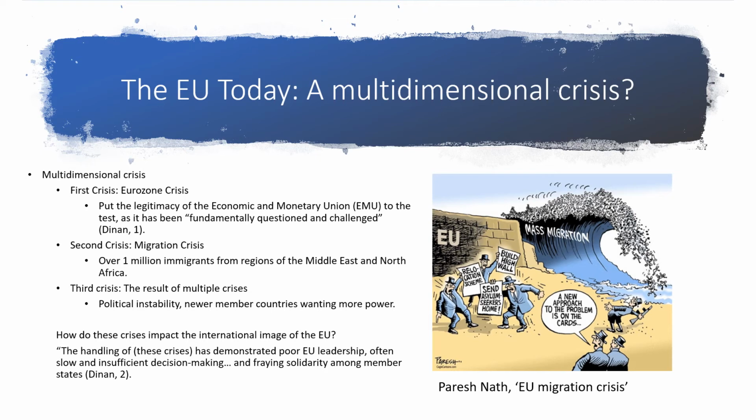I want to bring attention to this comic on the right by Paresh Nath, which is the EU migration crisis. Essentially, this is a comic that's just showing how the amount of immigrants that the EU gets every single year is more than they can handle, and yet there's just people sitting in front of a wall debating what to do with this situation. And this is a representation of different member states not coming to agreements and not being able to make policy in order to figure out how to resolve these crises.